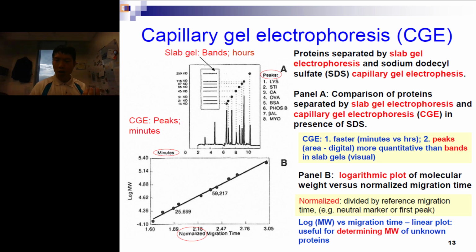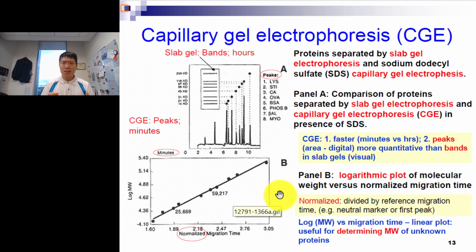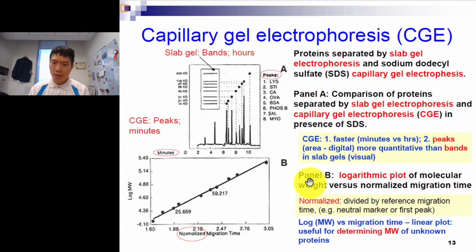Now, the separation of CGE, the capillary gel electrophoresis, is usually faster than slab electrophoresis. It takes minutes, not hours. And the peaks in CGE can be integrated easily to give an accurate quantitative result. You can measure how much of them we have inside, whereas in gel electrophoresis, the bands are not so easy to quantify. You can qualify but not quantify so accurately.